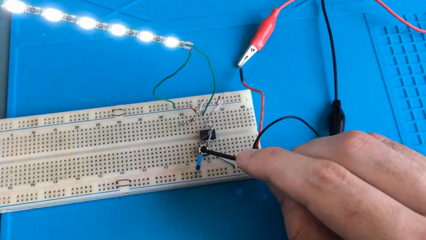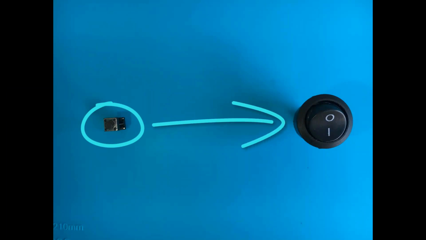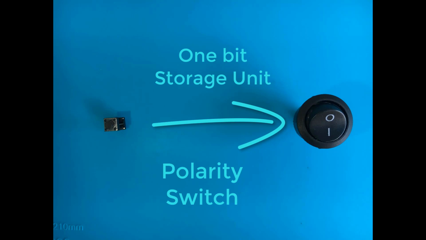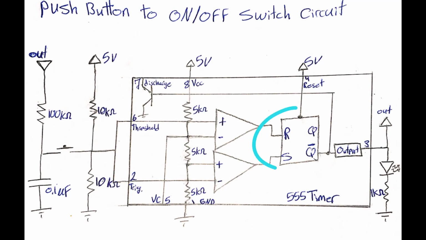Now let's carry on. In order to make a push button act as an on-off switch, we need something that stores the state of the switch and switches polarity once a push button is pressed. In this case, the first thing that may come to your mind is a latch circuit, which exists in the 555 timer IC.